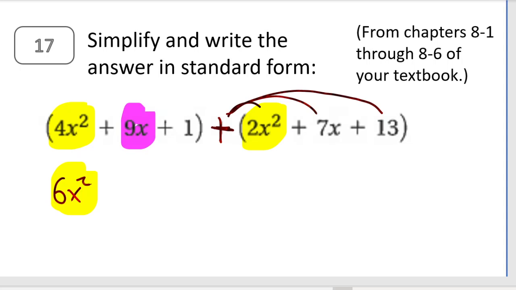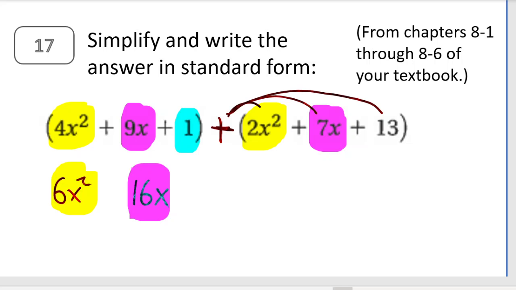Next we have a term with just an x. We have another term with just an x. So we'll go ahead and combine those. Again, both are positive. So if we have 9x's and we add 7, we should have 16 of those x's. It's just all about finding like terms if it has the same variable, or if it has no variable at all, or if that variable has the same exponent.